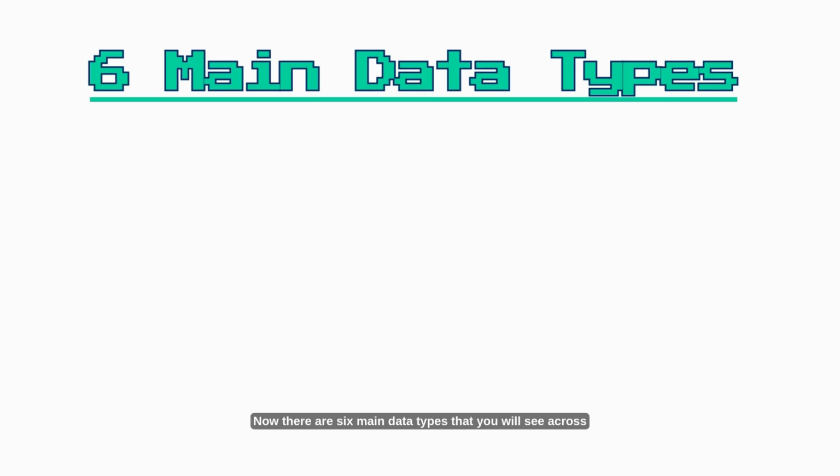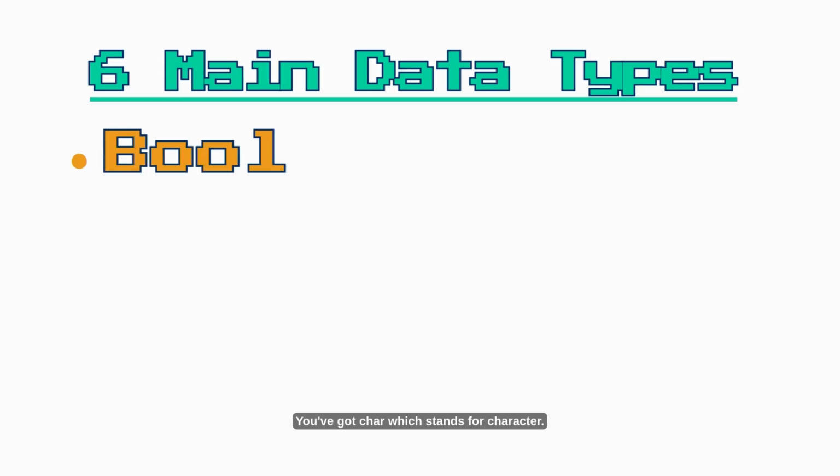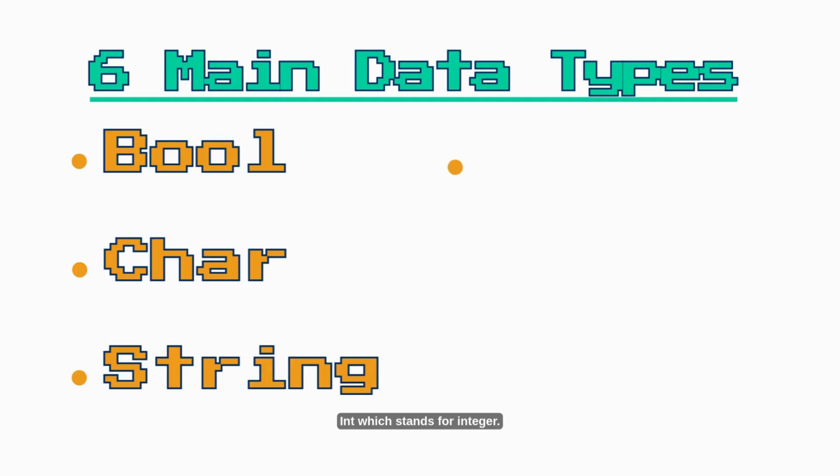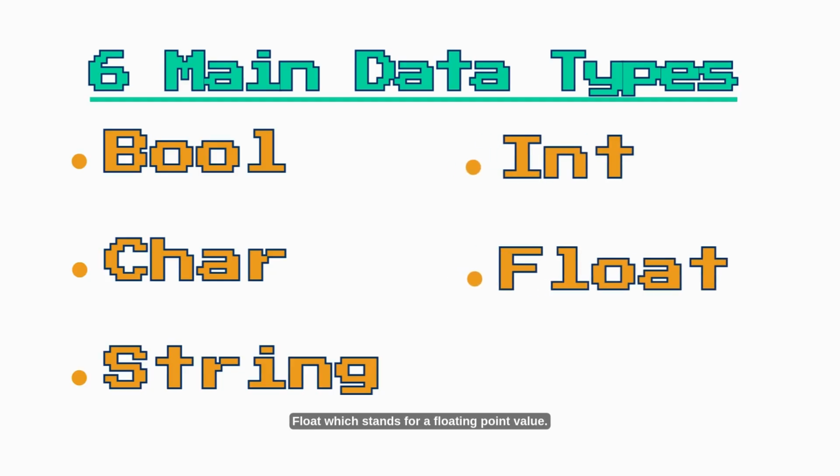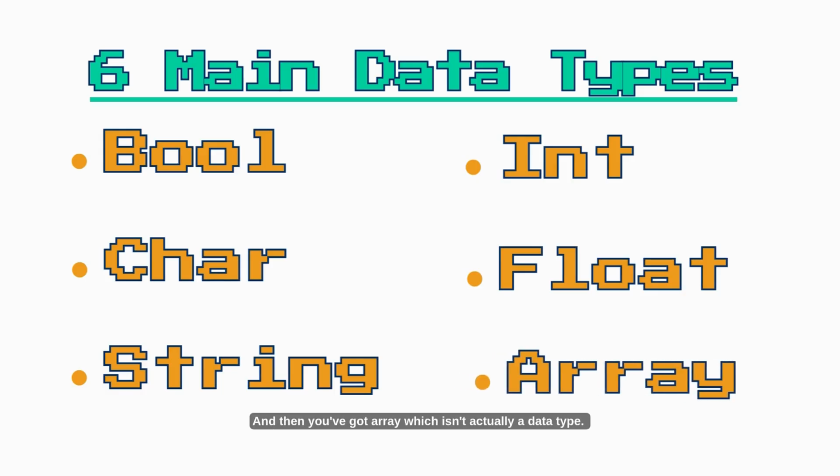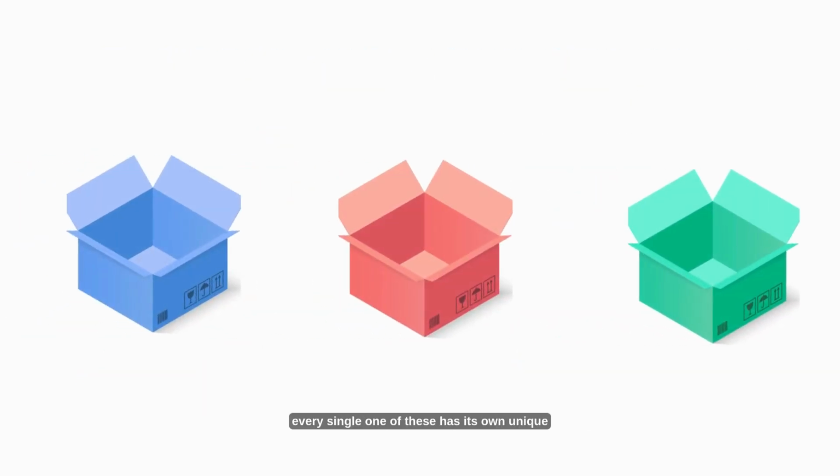Now there are six main data types that you will see across most programming languages. You've got Bool, which stands for Boolean, you've got Char, which stands for character, string, which stands for string of characters, int, which stands for integer, float, which stands for a floating point value, and then you've got array, which isn't actually a data type, it's a data structure, but by definition is basically just a list of values in order. And just to be clear, there are more data types out there, but these are the main ones you should know right now. Now again, every single one of these has its own unique sets of rules and instructions, and that matters a lot when you start doing operations.